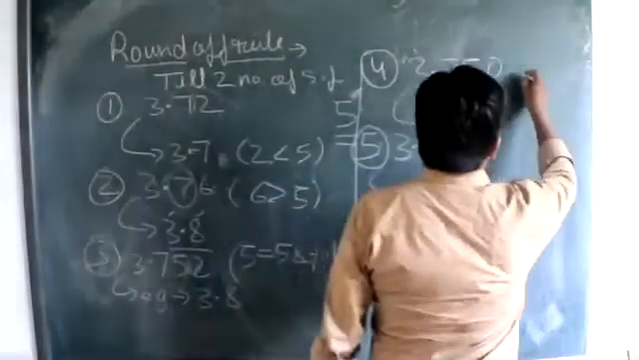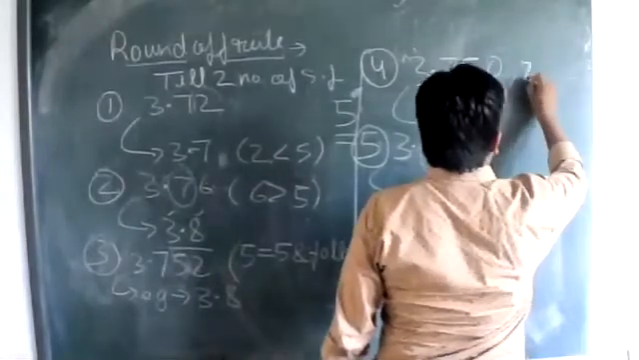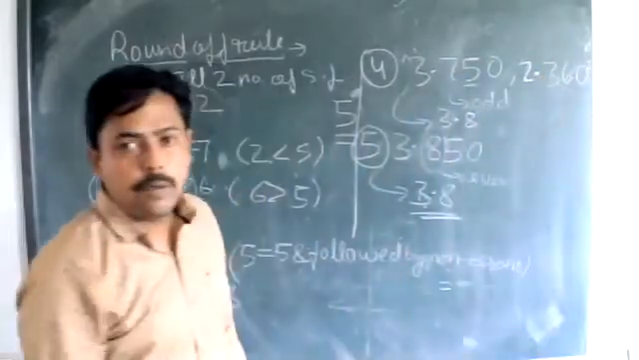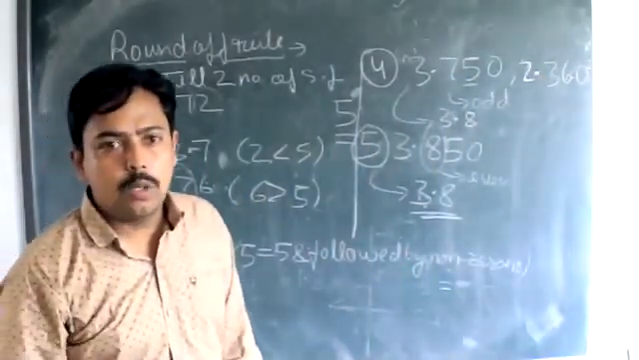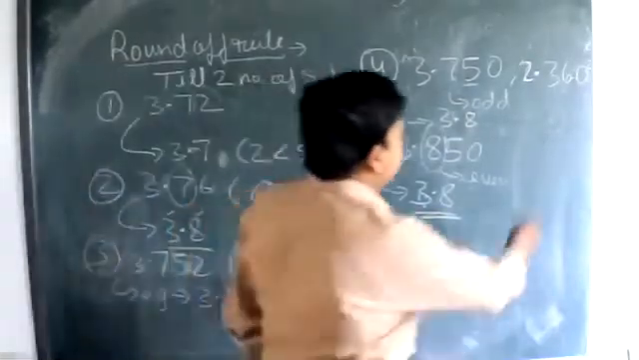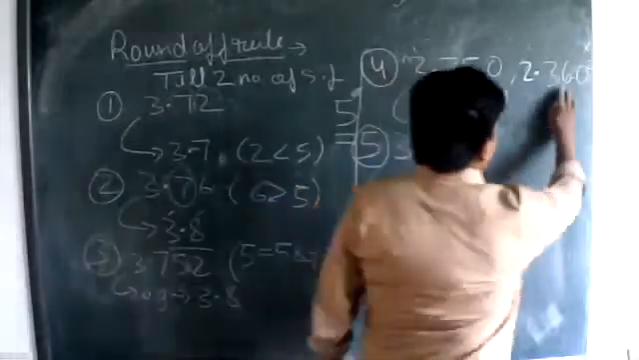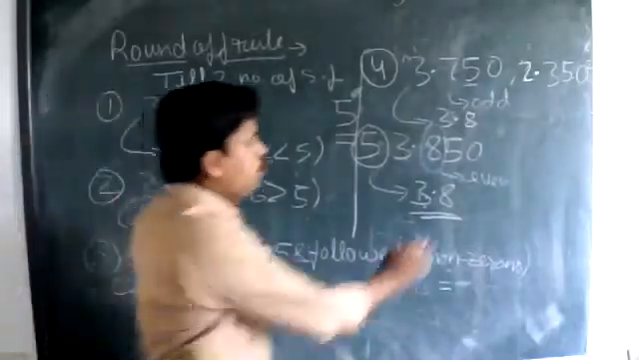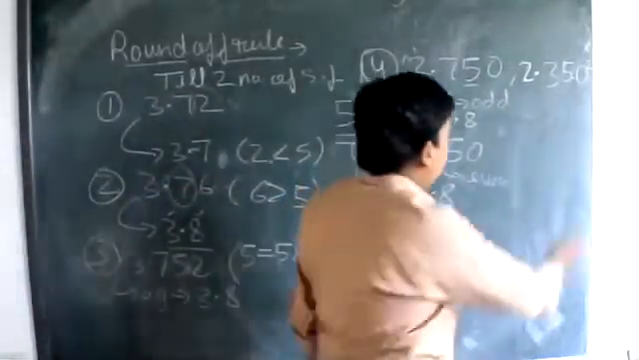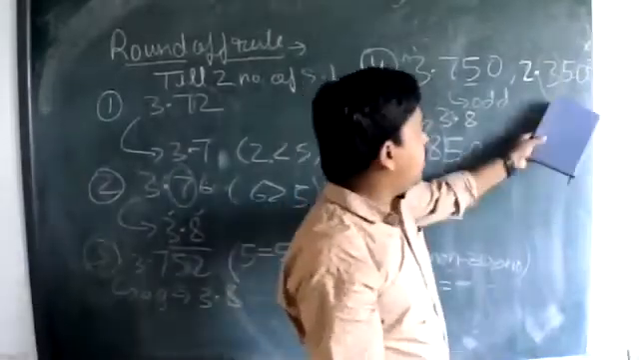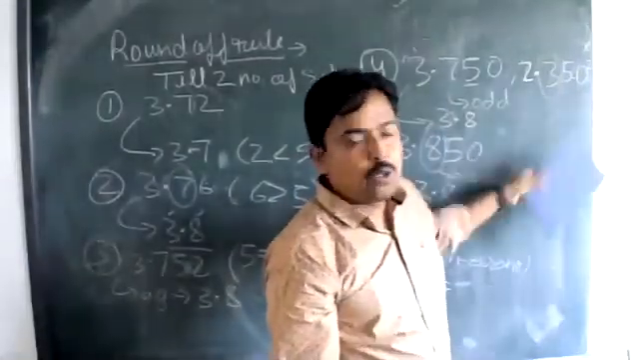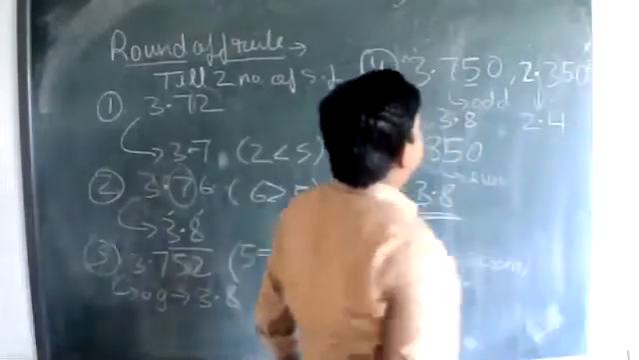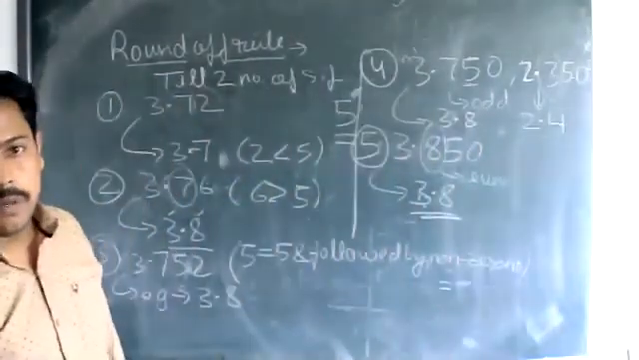Similarly, for suppose 2.360 has been given to you, then you can write what will be the value of 2.360 till two significant figures. Since you can see 6 is followed by 0, so in case of 6 you just write 5. 5 is equal to our parameter 5 and it is followed by 0. So what will be the value of this number? Since this number is not even, the number which is coming here will be increased by 1. So it will be 2.4.